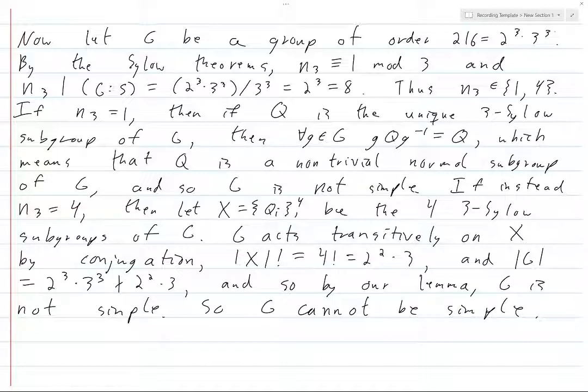But in this problem, we had another possibility: n3 equal to 4, and in that case, we had to recall a general counting result from group actions. And so, yeah, there you go. This is a nice, typical use of the Sylow theorems.